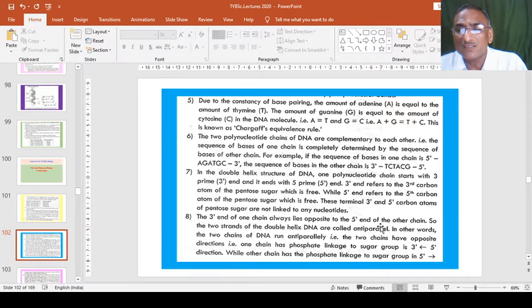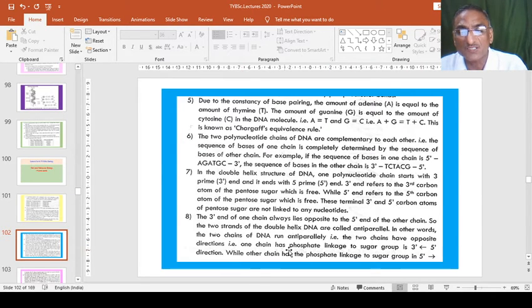These terminal 3' and 5' carbon atoms of pentose sugar are not linked to any nucleotide. The 3' end of one chain always lies opposite to the 5' end of the other chain. So the two strands of the double helix DNA are called antiparallel because they are opposite. In other words, the two chains of the DNA run anti-parallelly, that is, the two chains have opposite directions.